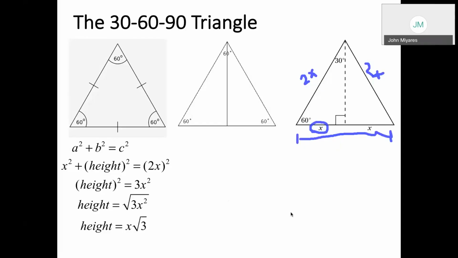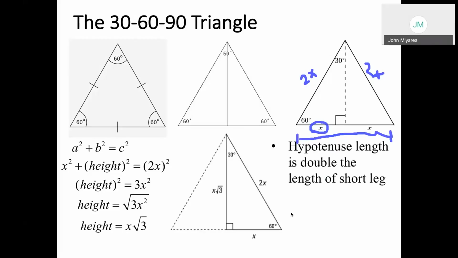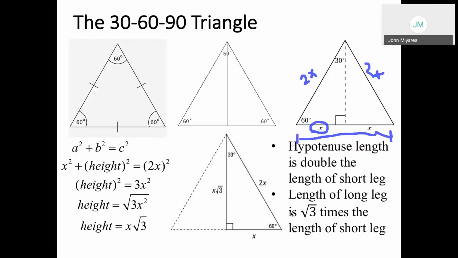So here's our relationship. You have a short side of this triangle, which we can label x. We have a hypotenuse, which will be 2x, double the length of the short leg. And we have a height, or long leg, which will have a length of x times the square root of 3.